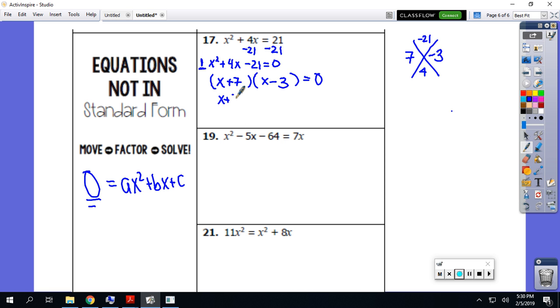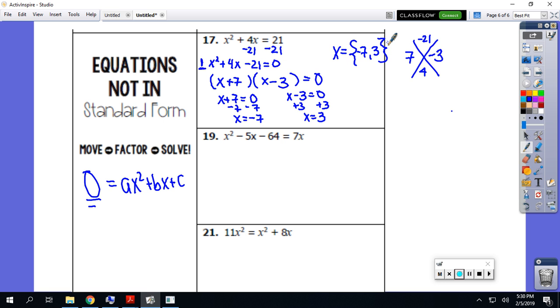So setting each of these equal to 0 and solve, I'm going to subtract 7. So I get x to equal negative 7. Over here I'm going to add 3. So I get x to equal 3. So number 17 has solutions of negative 7 and positive 3.